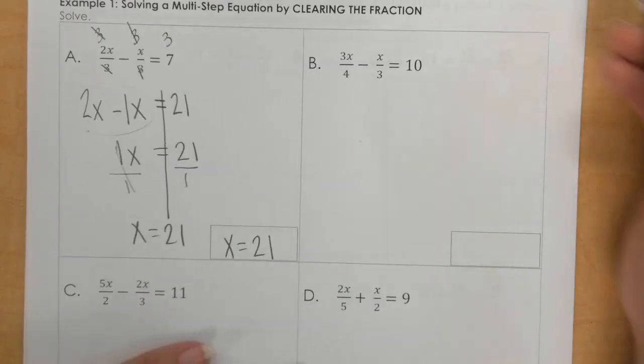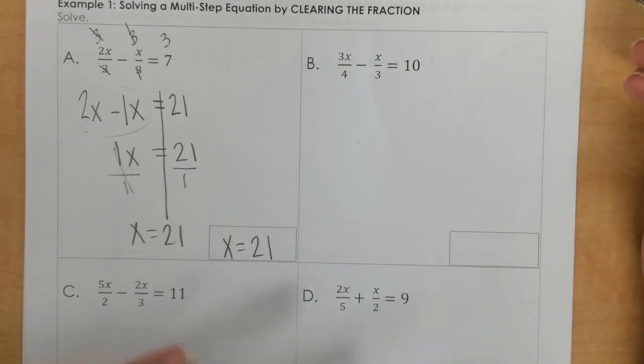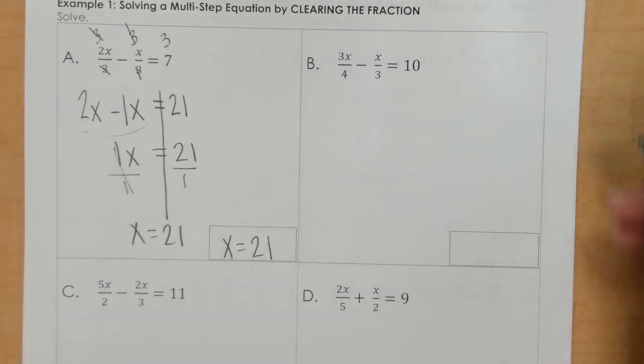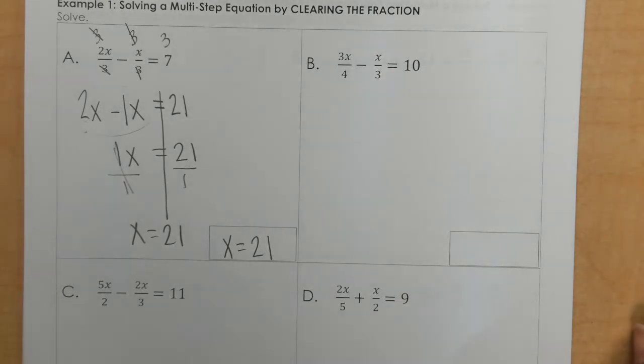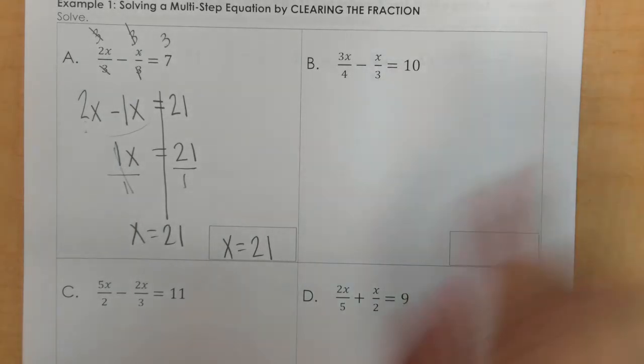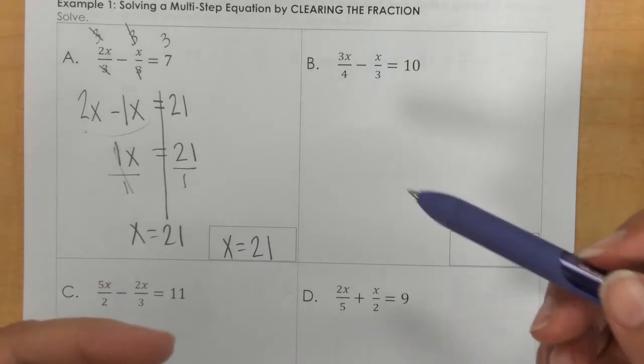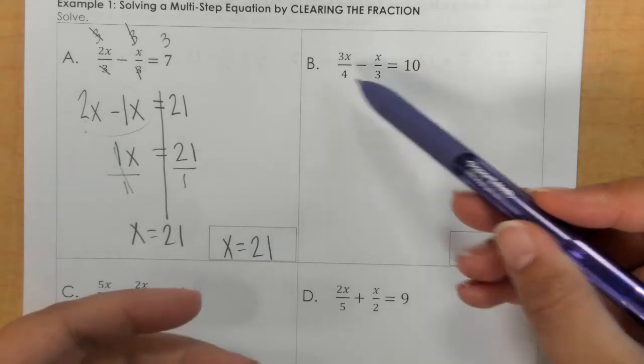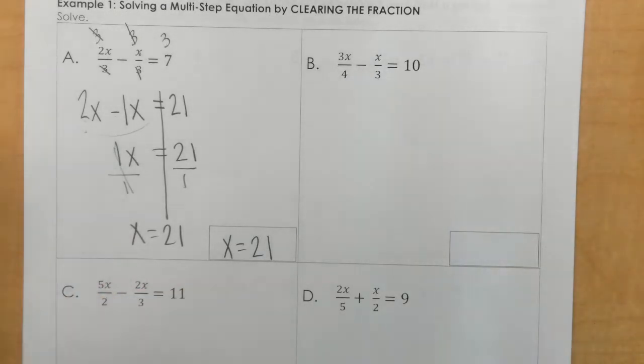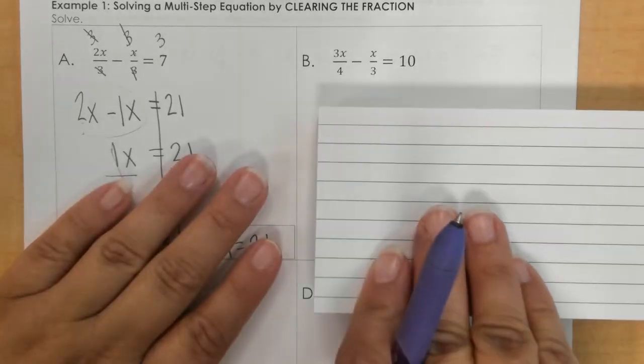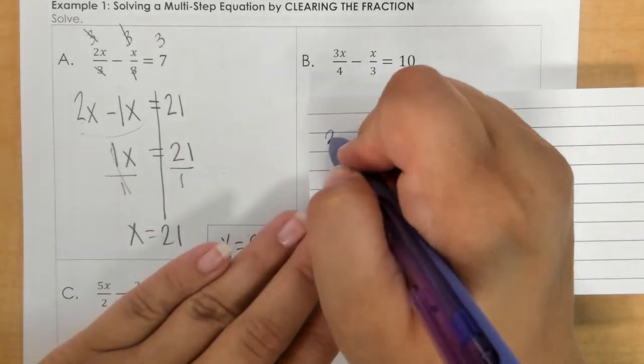In part B, we do not have common denominators. Instead, we have 4 and 3. So in this particular case, you find the common denominator of 4 and 3. In this case, it's 12. I could do that by taking the 4 and the 3 and multiplying them together. I could also list 3 and 4.